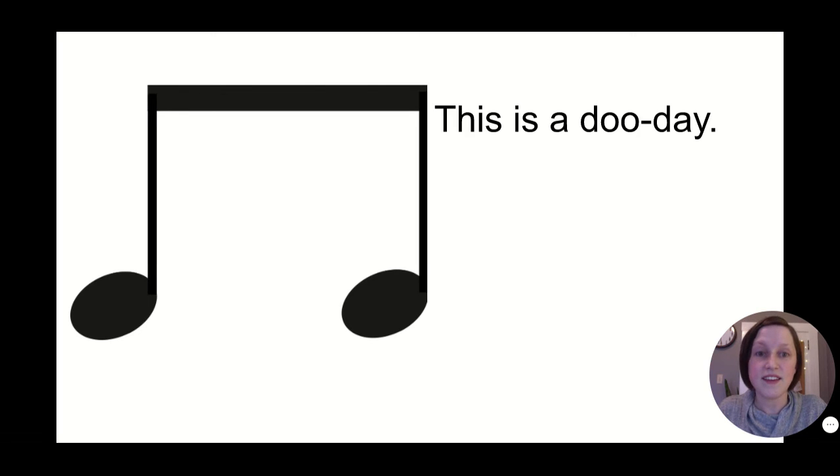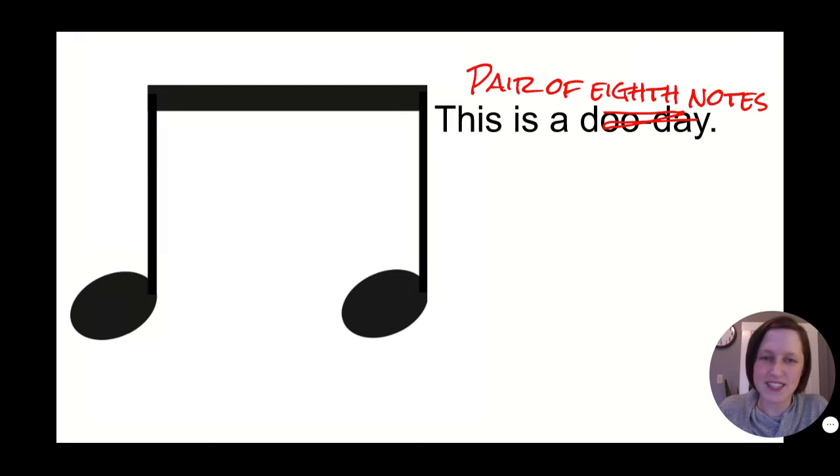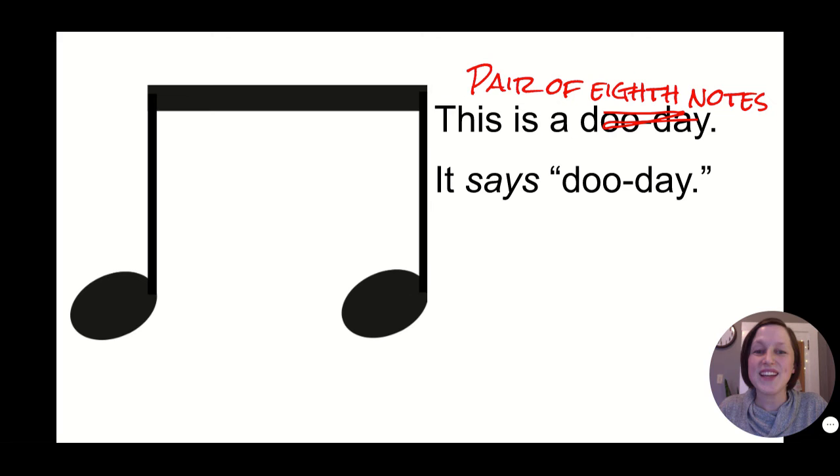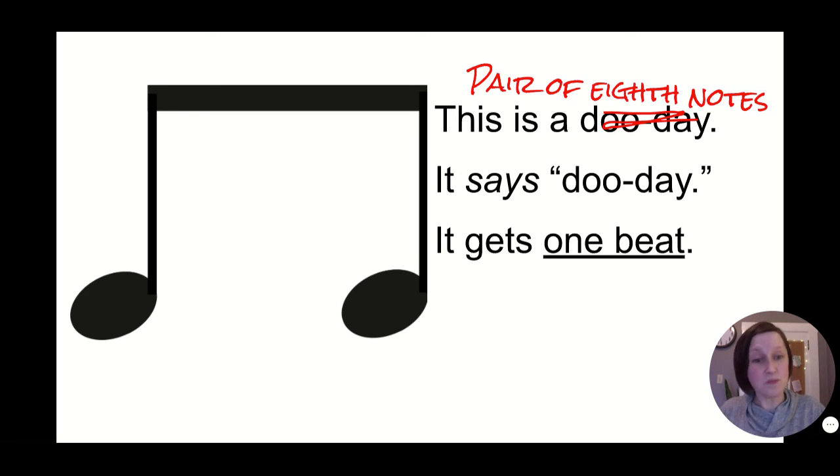This is a do day. Or if you had a different teacher, maybe it was ta-di, or maybe it was ti-ti. Rhythm syllables can be a lot of different things because they're really just a tool to help us count. So of course, it's not really a do day or a ta-di or a ti-ti, right? This is a pair of eighth notes. It says do day. The eighth notes say the rhythm syllable, and it helps us to count them. Two eighth notes put together in a pair like this take up one beat.